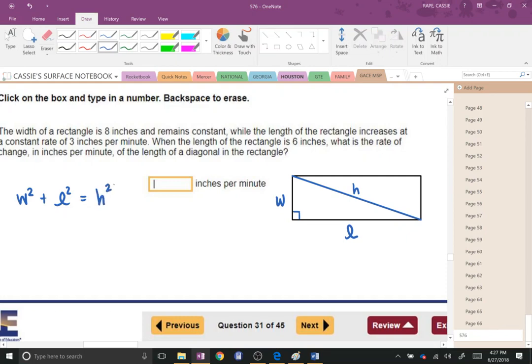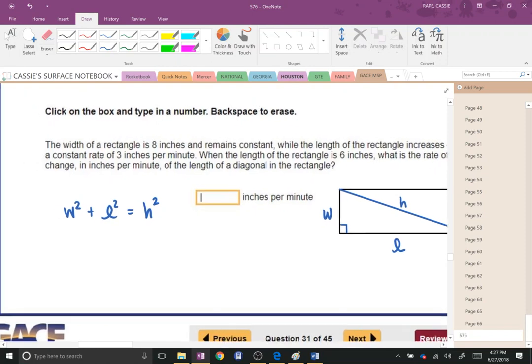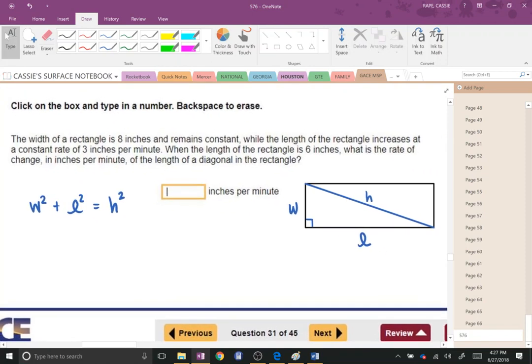Now then, let's go back here and look at the different variables. And remember, the rule of thumb is don't put variables in until after you've taken the derivative, and I'll show you that in a minute. But here's what you know. W equals 8. If the width remains constant, that means that it does not change. In other words, the slope, dw dt, of the width is 0 because it never changes. Not changing is a slope of 0.